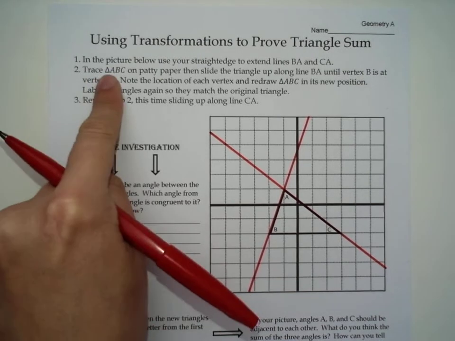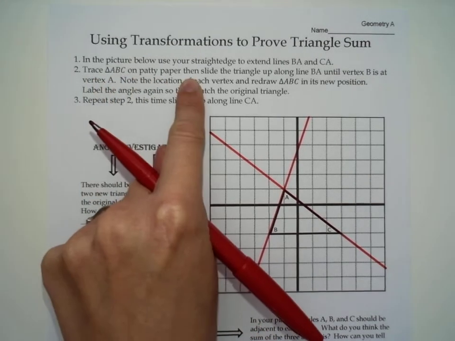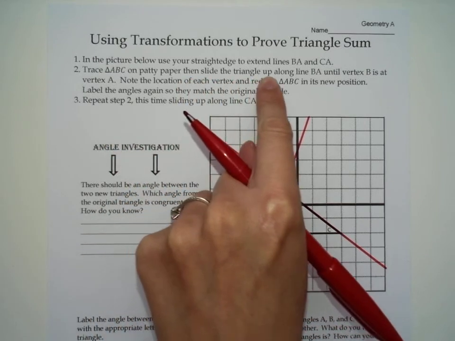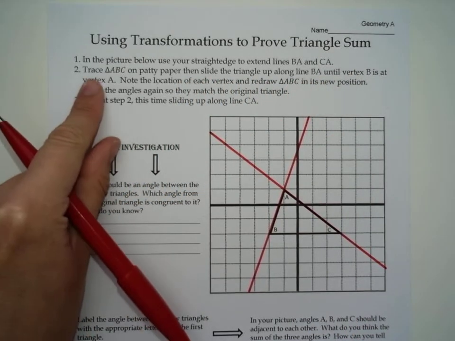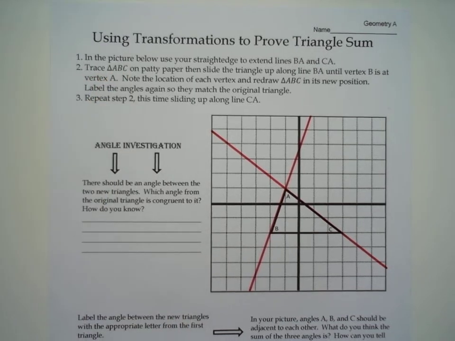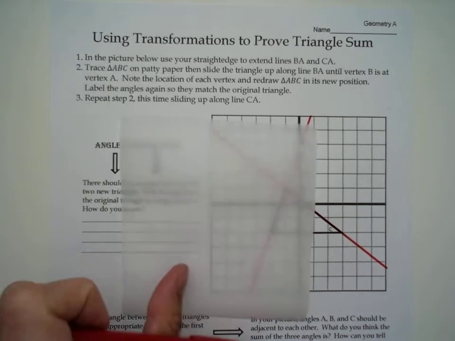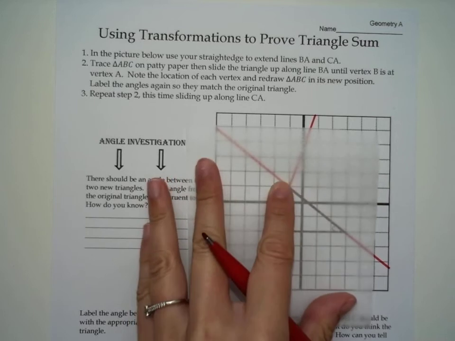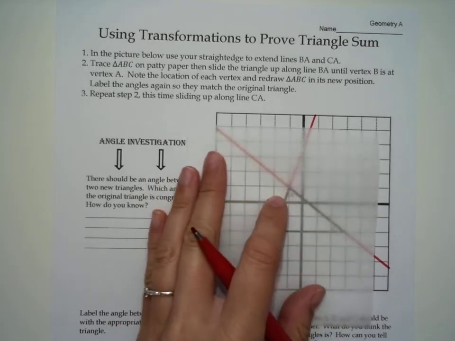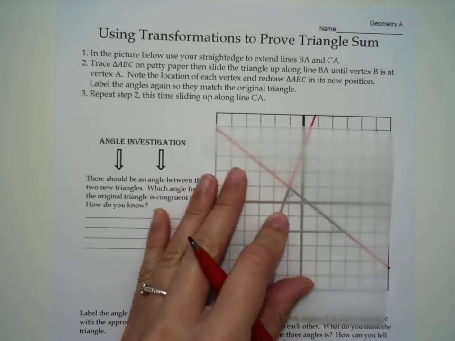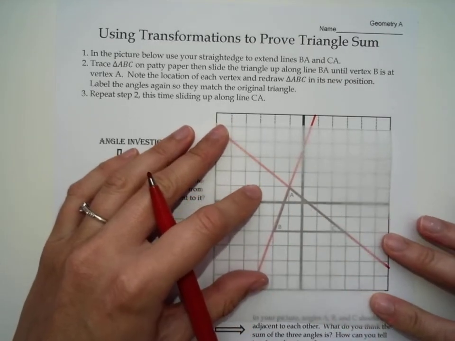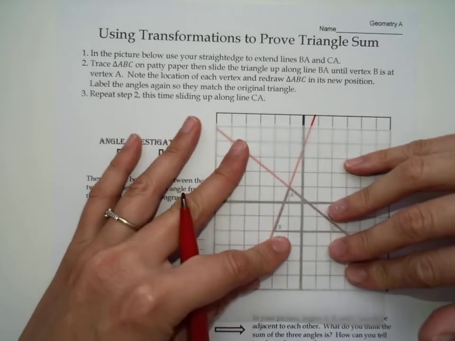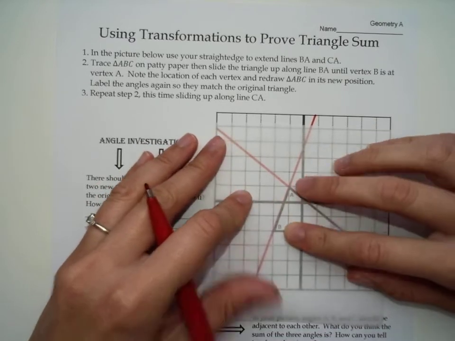Then it says trace triangle ABC on patty paper, then slide the triangle up along the line BA. Okay, so first we need to trace it on patty paper. So patty paper is just parchment paper. So I went in my kitchen and I cut off a piece of parchment paper that I use on my baking sheets before I put cookies down. And then we're going to trace it.